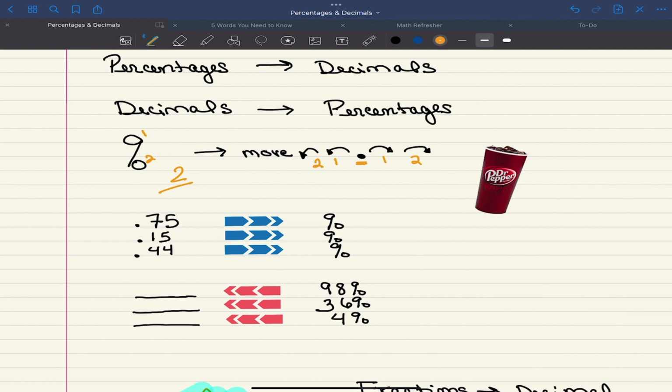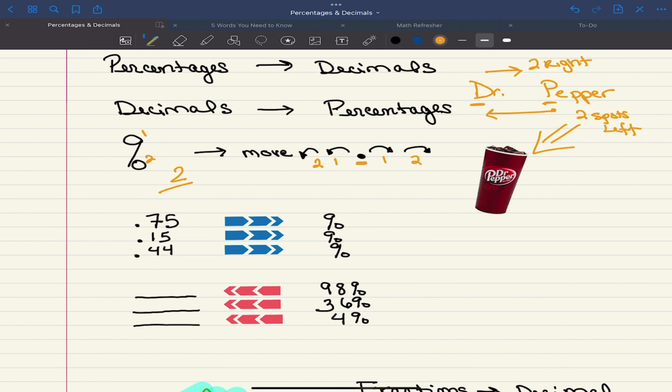How can you remember this? Well, our friend here, Dr. Pepper. You want to put it as Dr. Pepper, and that's going to help you remember which way to go. If you're going from a decimal to a percentage, then we're going to move 2 spots to the right. But if you're going from a percentage to a decimal, you're going to go 2 spots to the left.